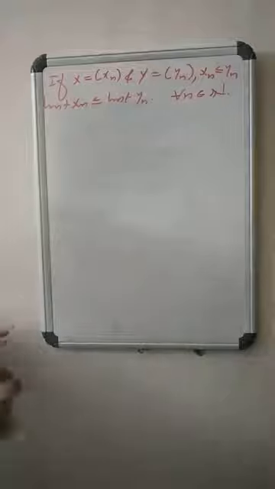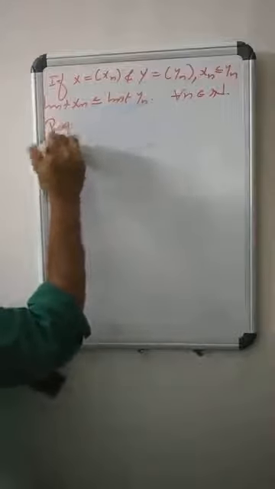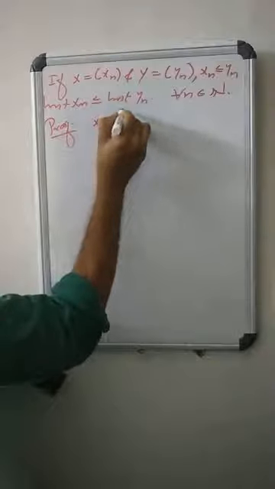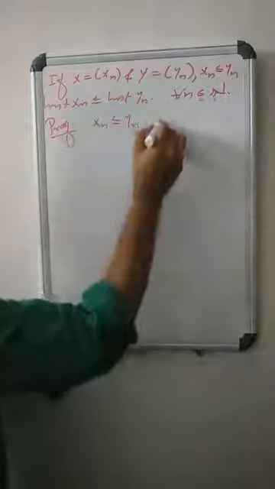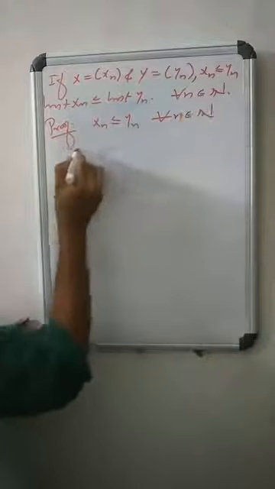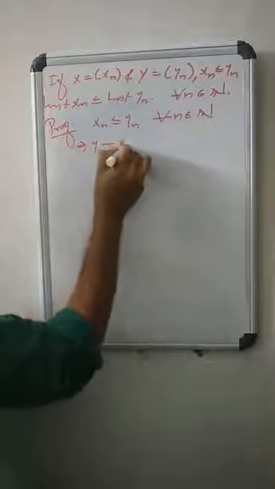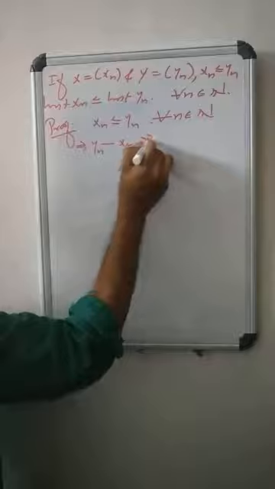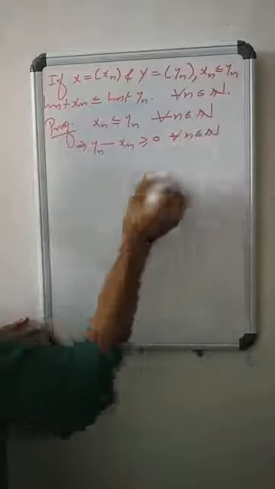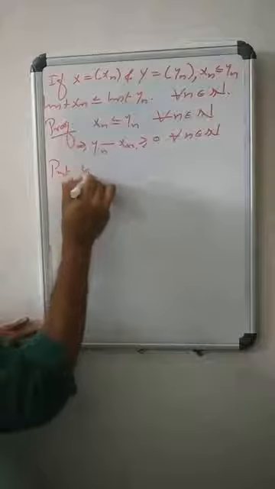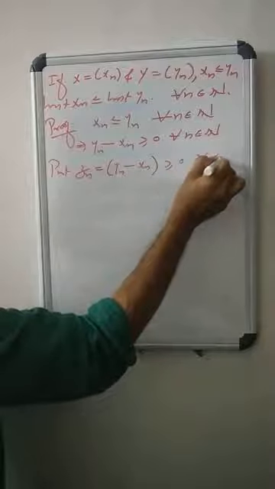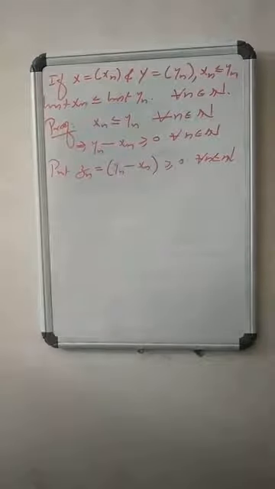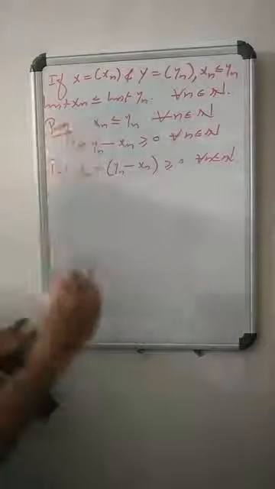How? So it is given that (xn) and (yn) are any two sequences of real numbers with xn less than or equal to yn for all n in N. xn less than or equal to yn means yn minus xn is greater than or equal to 0 for all n in N. Put zn equals yn minus xn. So clearly this zn is greater than or equal to 0 for all n in N. Agreed?